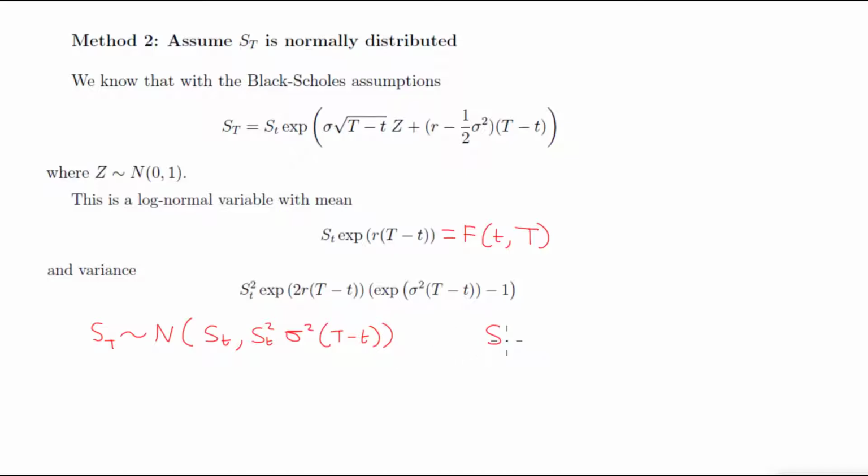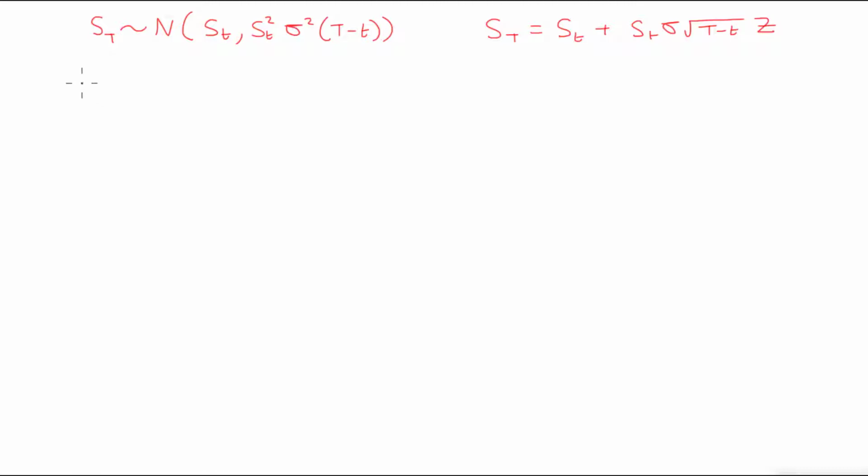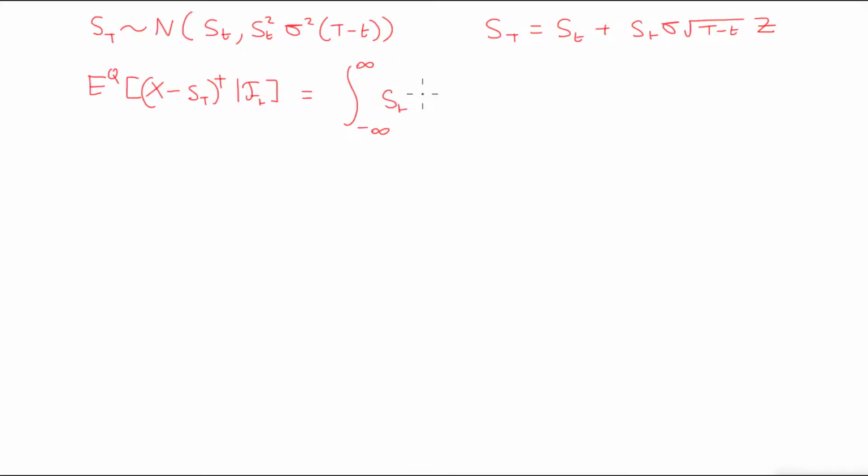I prefer to work with the standard normal random variable, so let's rewrite the stock at expiry as the mean plus the standard deviation times z, which is a standard normal variable. Now we have the distribution of the stock price at expiry, we can calculate the put option price. The value of the put option is the expected value of the payoff at expiry, the maximum of the strike minus the stock price and 0. That's what this notation with the plus sign means, which we can write as an integral from minus infinity to infinity, substituting in the current stock price for the strike of the payoff times the probability density function.